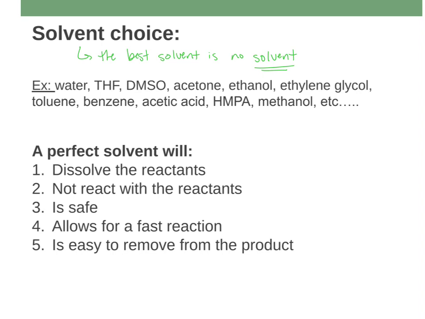The main disadvantage of not having a solvent is that it's harder to control temperatures and exotherms. So if you just have two reagents that you're grinding up together, sometimes it can get real hot and real dangerous real fast. So that's one disadvantage of not having solvents.